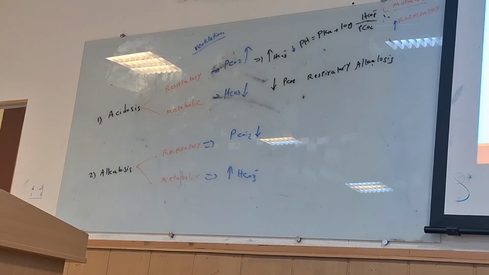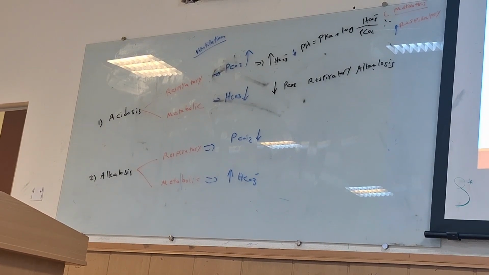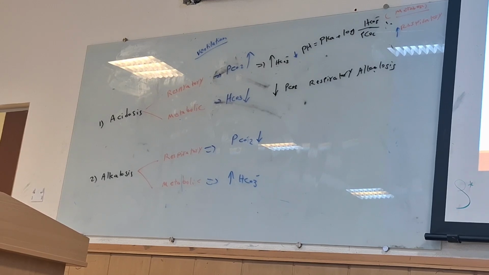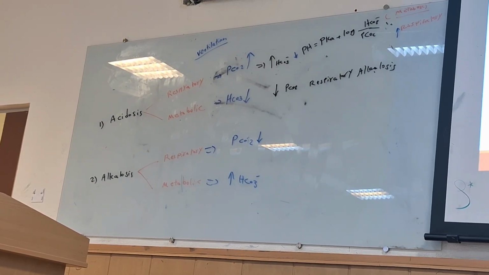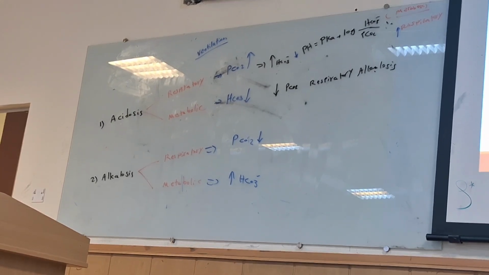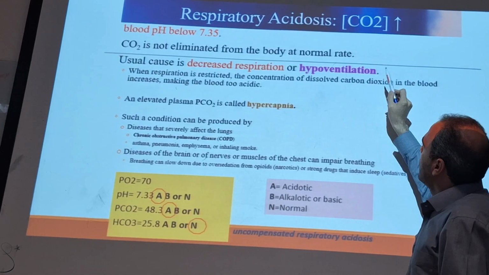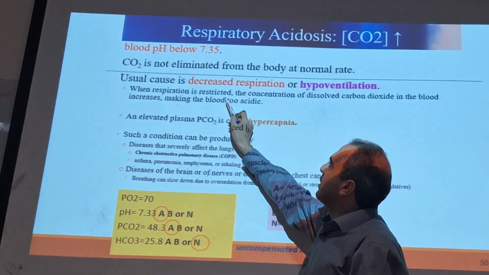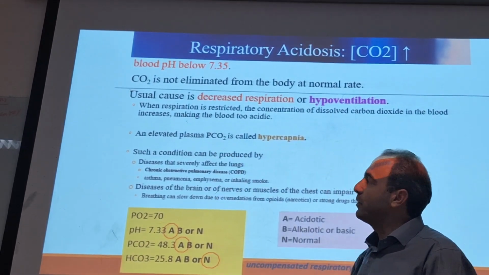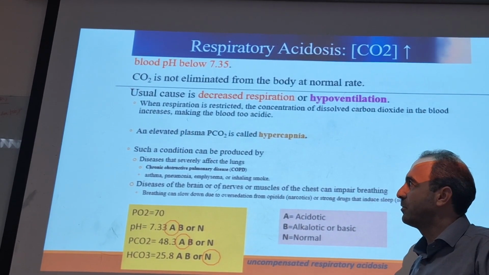Here, respiratory acidosis, CO2 is increased. pH is below 7.3. CO2 is not eliminated from the body at the normal rate due to hypoventilation. When the respiration is restricted, the concentration of dissolved CO2 in the blood increases and makes the blood too acid. And this situation with high PCO2 is known as hypercapnia, or increased CO2.